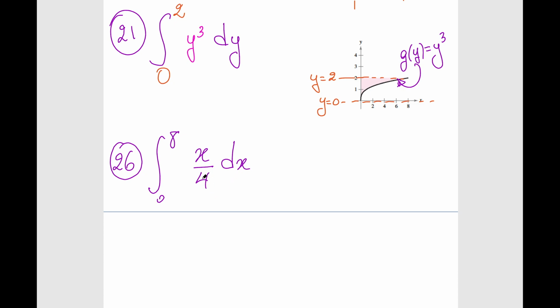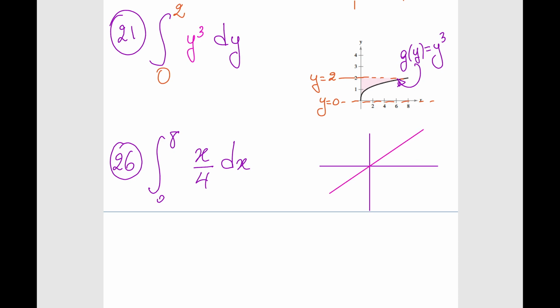Okay, so what's the function here? It's the function y equals x over 4. And how do you graph the function y equals x over 4? It's a line, right? And what are the bounds? What's the lowest x in the described region here? The lowest x that we can reach is 0, and the highest x that we can reach is 8, right? So this is the net area that's bounded by the graph y equals x over 4, so it's a line like this, and it passes through the origin, right?